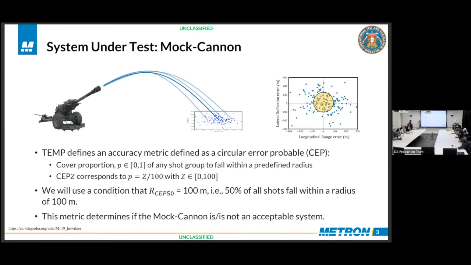For us, it'll be a CEP50 criterion, saying if you get at least 50% of the shots to land in that circle, it's an acceptable system. Otherwise, it's not an acceptable system. And that radius that we're going to be measuring against, for us, will be 100 meters. That is the CEP radius.